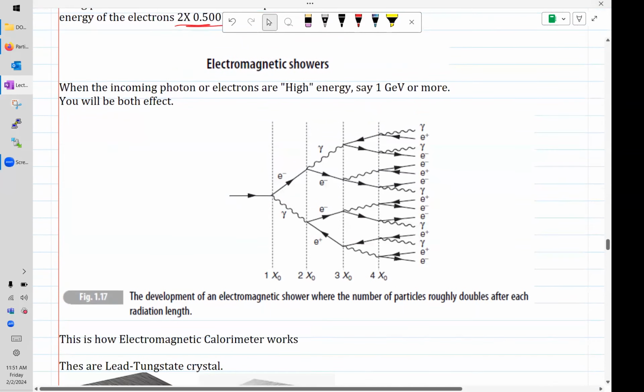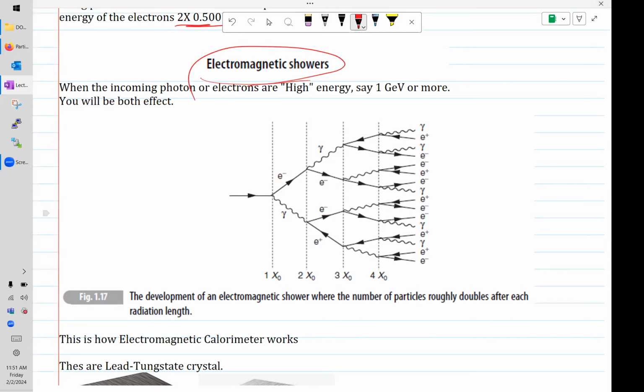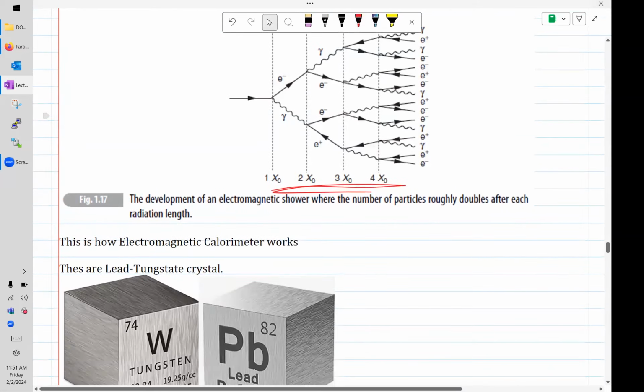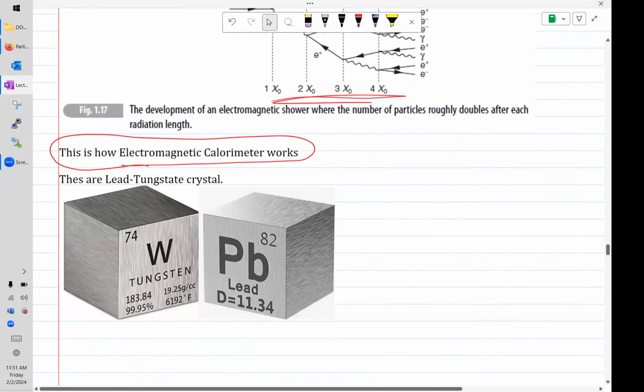In fact, an electron can produce a photon, and then a photon can produce electrons. You can actually have a cascade of events happening. Photon 1 produces electron 1, electron 1 produces photon 2, photon 2 produces electron 2. It just keeps going, and these are called electromagnetic showers. This is basically how a detector is able to detect photons and electrons.